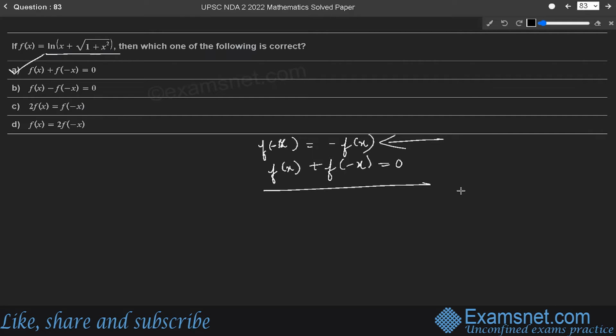See, in this question, you do not need to solve so much. Only you have to use the basic concept. It is pure concept here, which is used.